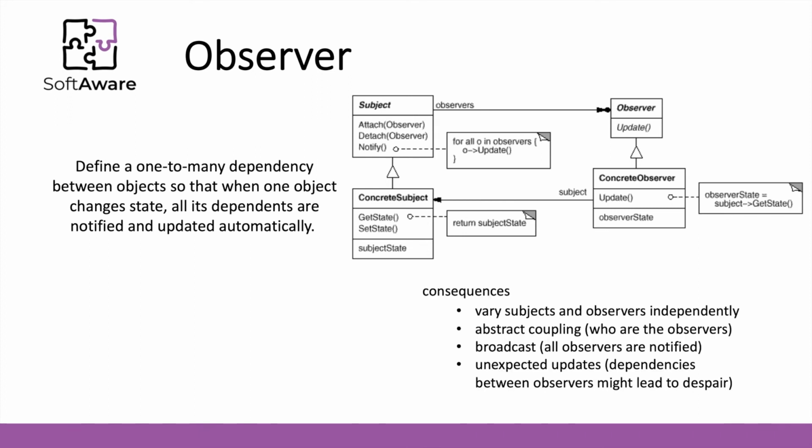Further benefits and liabilities include: all a subject knows is that it has a list of observers, each conforming to the simple interface of the abstract observer class. The subject doesn't know the concrete class of any observer. Thus, the coupling between subjects and observers is abstract and minimal. Unlike an ordinary request, the notification that a subject sends doesn't specify its receiver. The notification is broadcast automatically to all interested objects that subscribe. This allows freedom to add and remove observers at any time. It is up to the observer to handle or ignore a notification.